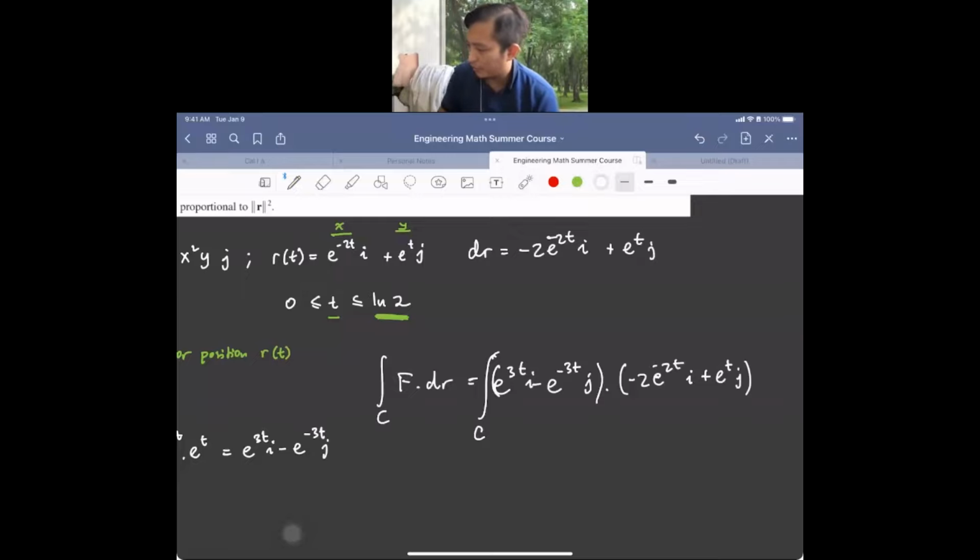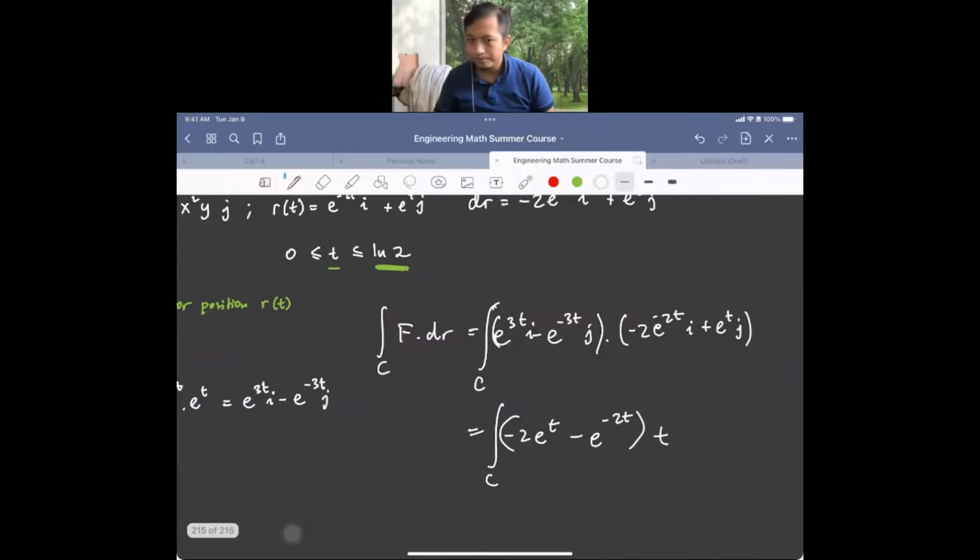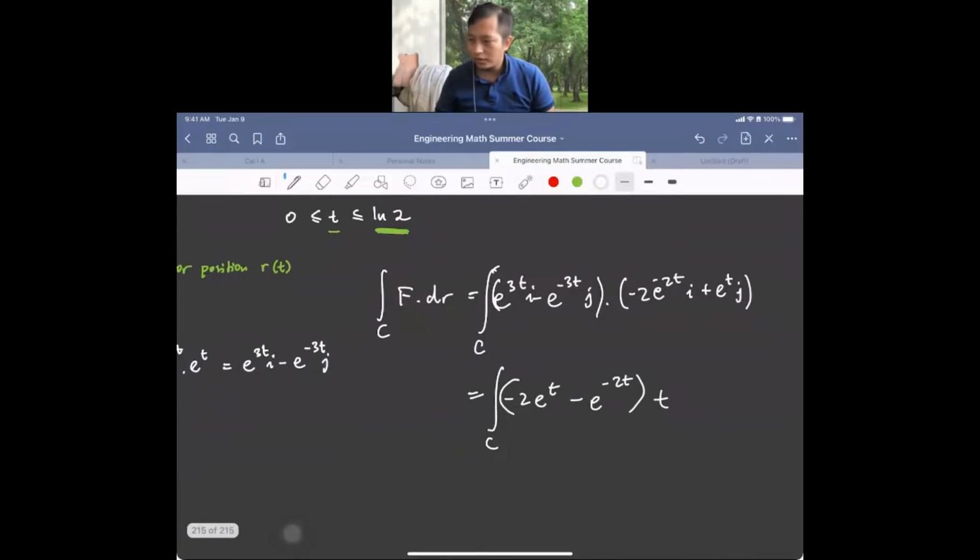Negative 2t, e to the 3t becomes e to the power of t. So this will be e to the power of t. So negative 2 e to the power of t minus e to the power of negative 2t. And then take the integral. I think you can take the integral using this calculator and evaluate from 0 to ln 2.